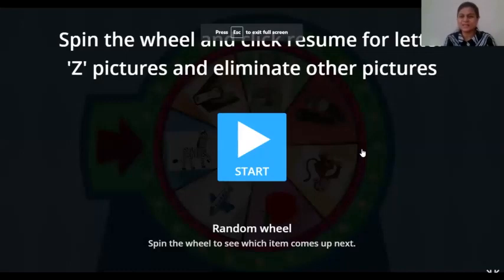So now, children, it is time for us to play a lovely game on letter Z. So let's all say together, abracadabra, gilly gilly, shoo. And here's a game. This is a random wheel game where we have to spin the wheel and click resume for letter Z pictures and eliminate other pictures. Let's start.